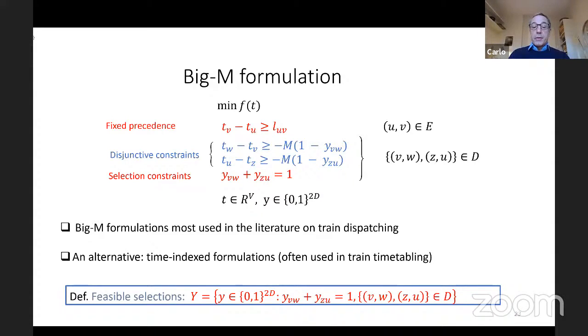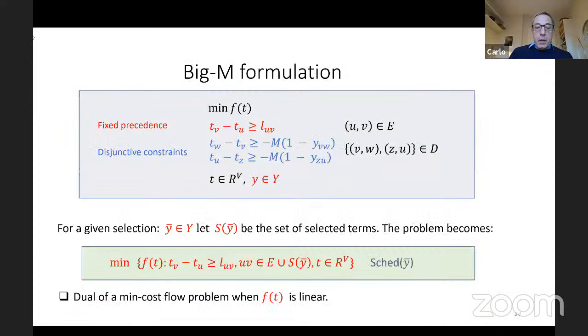From now on, I will get rid of the selection constraints, in the sense that I will introduce the set capital Y of all binary vectors y which satisfy all selection constraints. So this is now the big M formulation where I got rid of the selection constraints, and instead I replaced them with this set Y. And for a given selection y bar in Y, I will denote by S of y bar the set of terms selected by y bar.